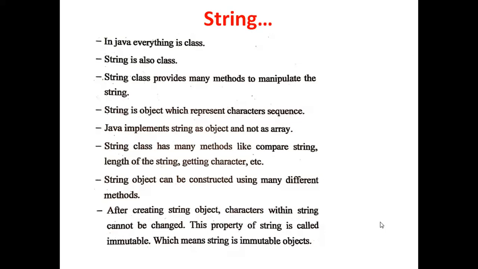The string is an object which represents a character sequence, which is a non-primitive data type. The string class has many methods like compare string, length of string, get character, etc. After creating a string object, the characters within the string cannot be changed. This property of string is called immutable, which means string is an immutable object. We'll see all these things in detail one by one.